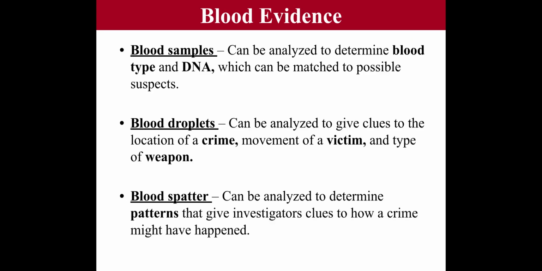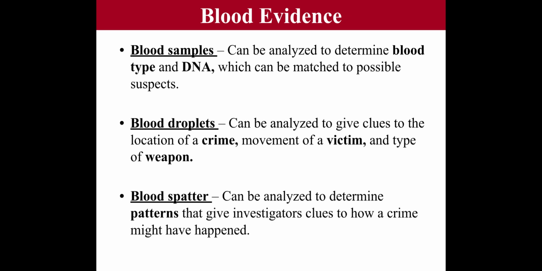When we're dealing with blood evidence, you'll see three different types. So, blood samples is something you can take from a suspect or a victim, and it can be analyzed to determine blood type, and it also contains DNA. So, you can use it to match up possible suspects.